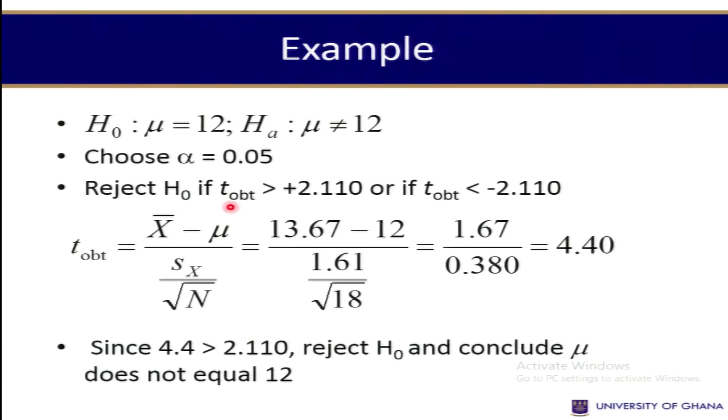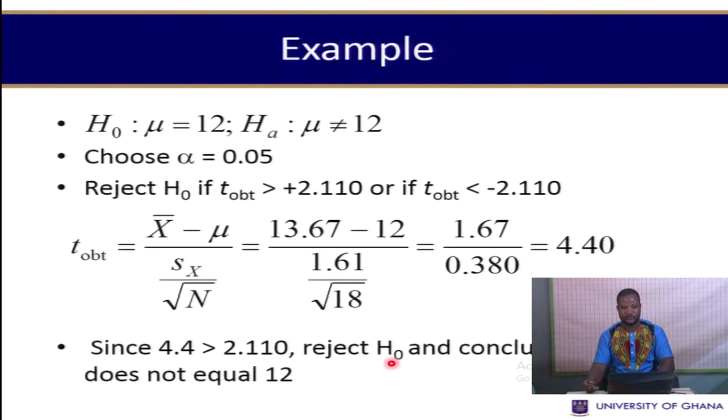If the T observed is greater than this, then we have to reject our H0. So here we are rejecting our H0. That's the decision we are taking here. And rejecting H0 means that this hypothesis is not the case. So it is not the case that the population mean is equal to 11. So we quickly conclude that the population mean does not equal 11.